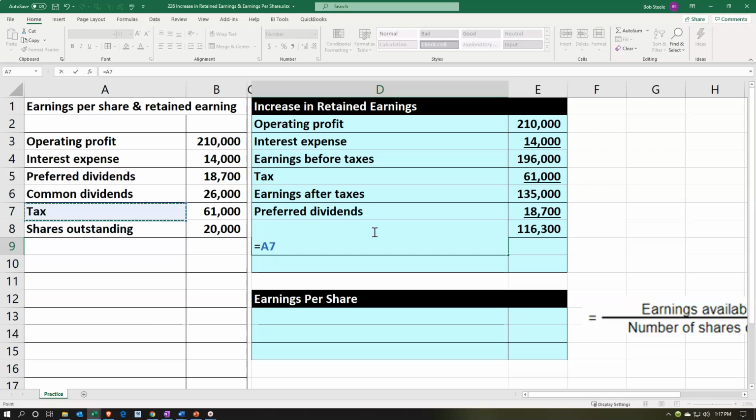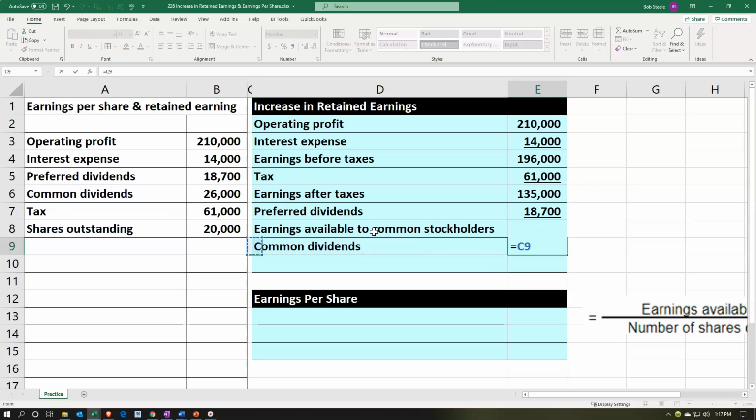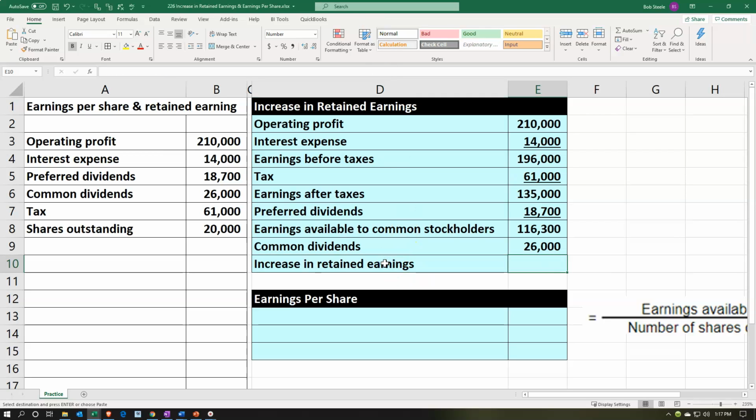And that was the common dividends, we're saying. That's the 26,000, and that's going to give us our increase in the retained earnings. So that's going to be our increase in the retained earnings, which is going to equal the 116.3 minus the 26. Then we're going to underline the 26, home tab, font, underline. We'll put a double underline under the 90,300, home tab, font, drop down, double underline. So there we have it, and this is the increase in retained earnings.